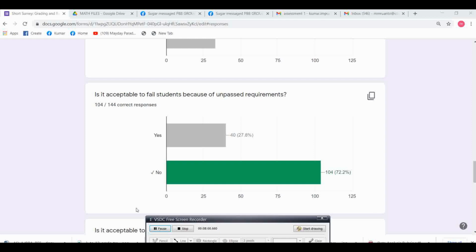Maybe for the unpassed requirements, there are some sanctions to be given to the students. Maybe she or he will be given less points, with some deductions to the requirement, but not totally zero.